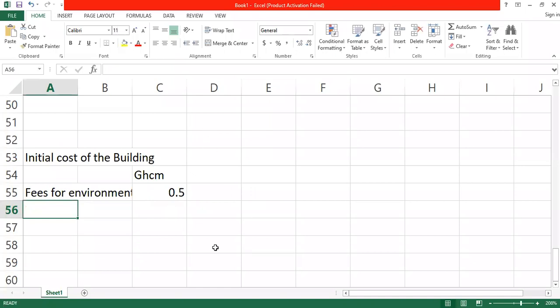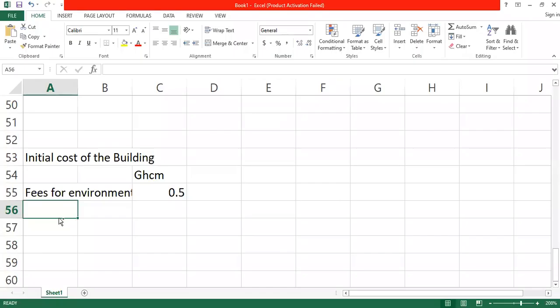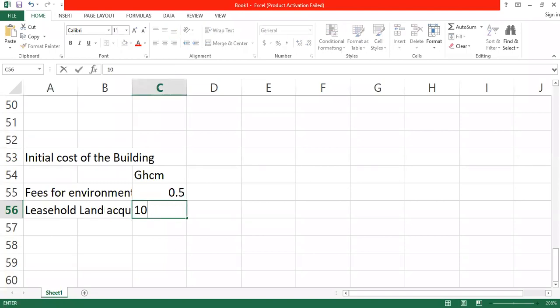What will be the next item? The land and leasehold land acquisition. Without the land, you can't build. Are you going to build in the air? No. So the land will come in as a cost. The land is how much? 10 million.